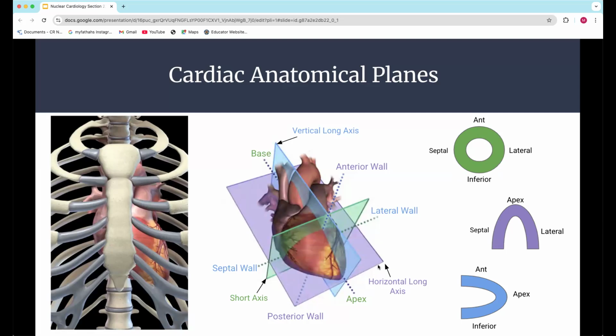Now, for the next one, which is the horizontal long axis, again, this is like a coronal slice, right? So it's from posterior to anterior. So what they've done here is, again, they always want to keep the septal part of your image always towards the right side of the patient.